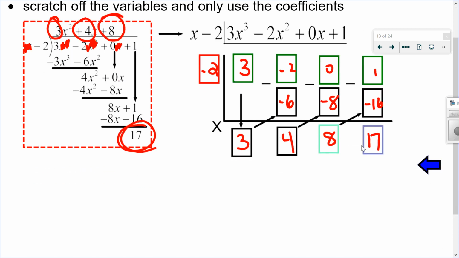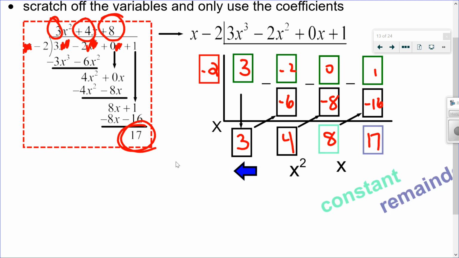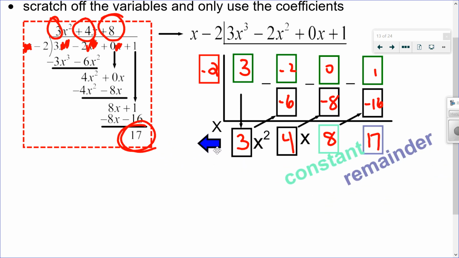So in order to fill these in, I read from right to left, so going backwards. So my last number is my remainder. Then I have my constant, I have my x value, and my x squared value, okay? And I can see that it matches. Everything matches up. So let's try this process again.